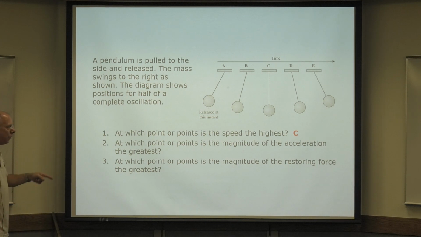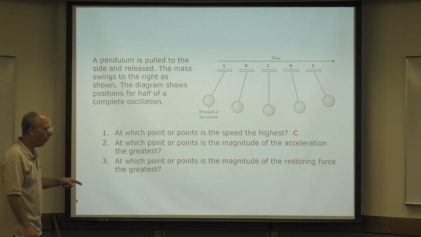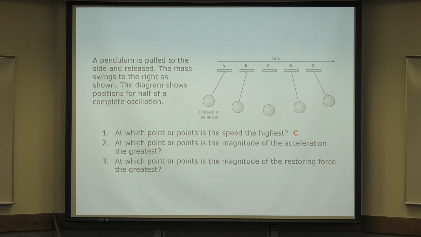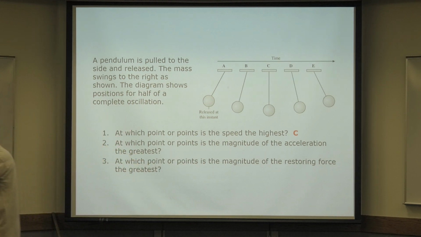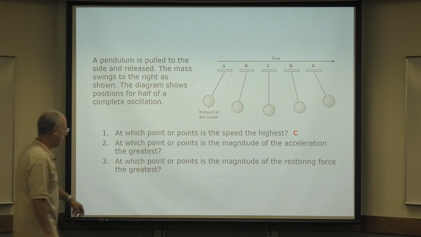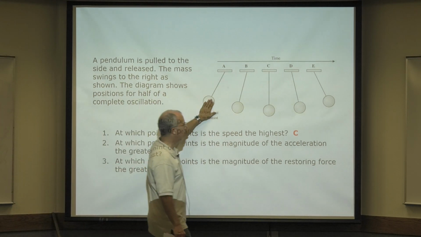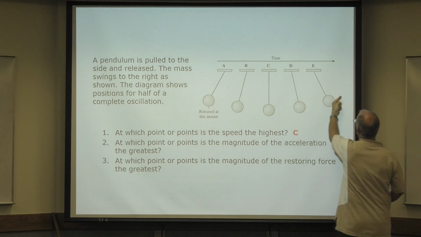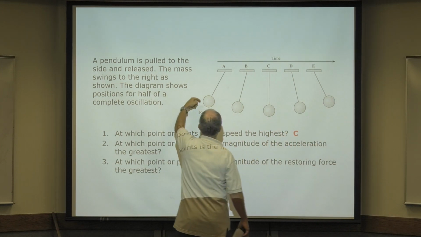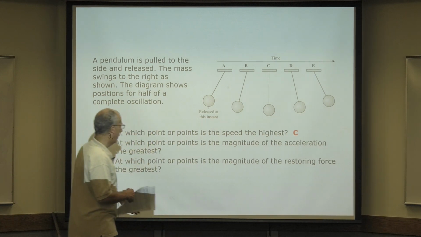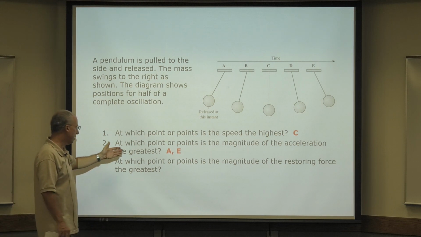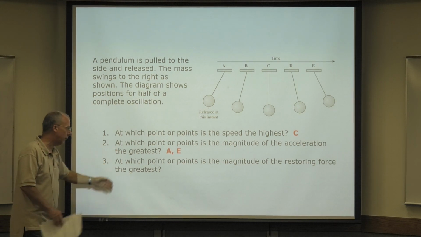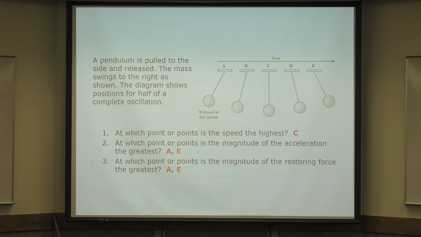Where's the magnitude of the acceleration greatest? Well, where is the magnitude of the acceleration greatest for the horizontal spring? At the endpoints, at the amplitudes. Because it was before, after, before, after. So the magnitude of the acceleration is going to be greatest here and here, because of v initial, v final, just like with this horizontal spring. And if you have the greatest acceleration here, F equals ma, so the restoring force is going to be the same.